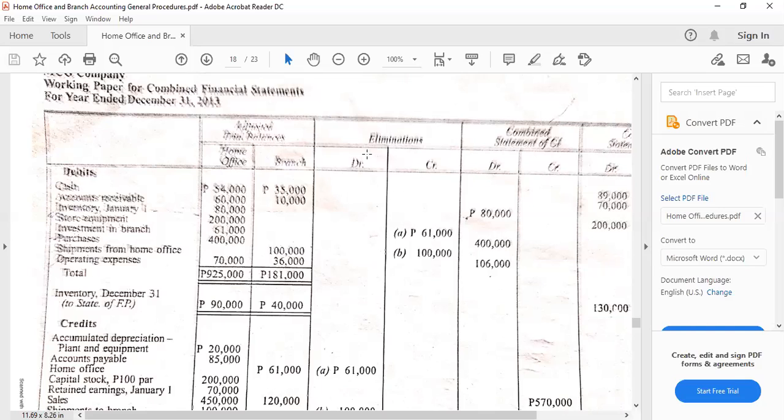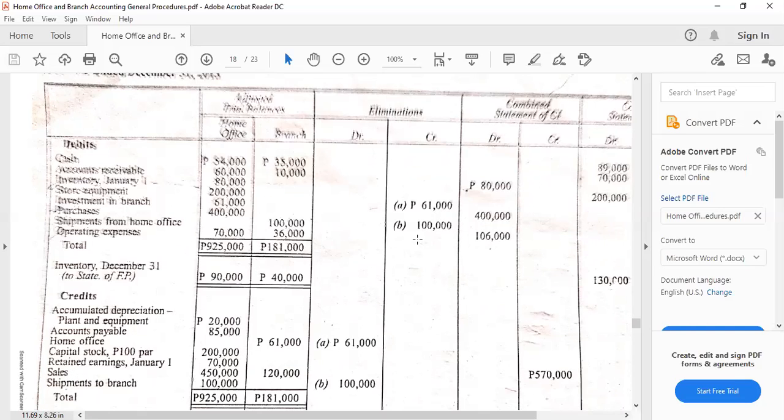So after that, we eliminate the reciprocal accounts. We can see here the A's for the first elimination entry and the B's for the second elimination entry. And we now extend the appropriate accounts to their appropriate columns.